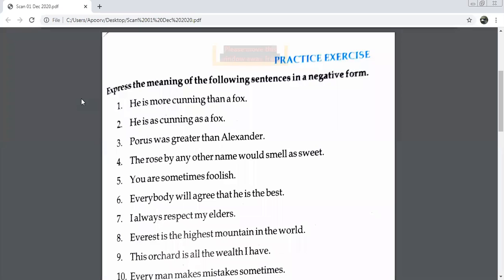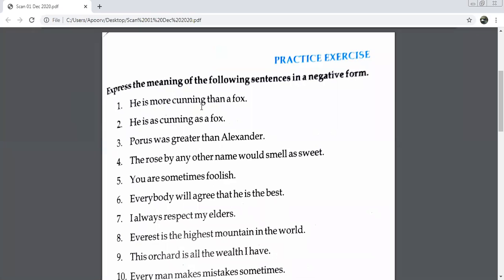Okay, tell me the first one. He is more cunning than a fox. Fox is not more cunning than him. Fox is not as cunning as him. Very good. He is as cunning as a fox. Now both of them are equal.